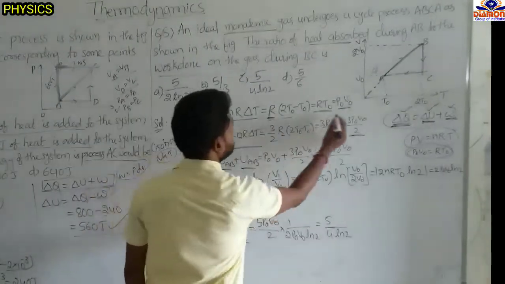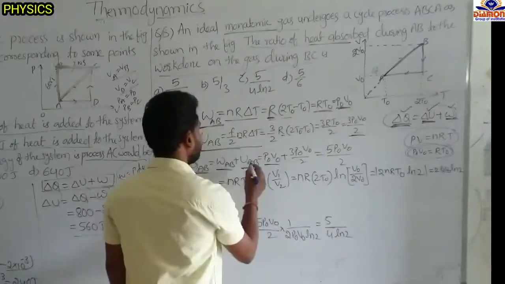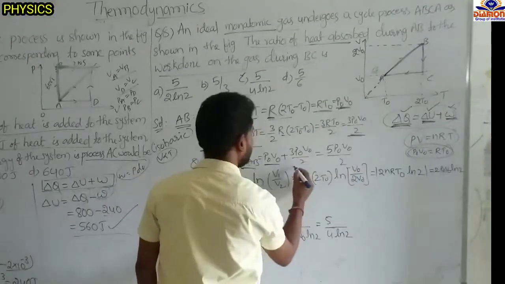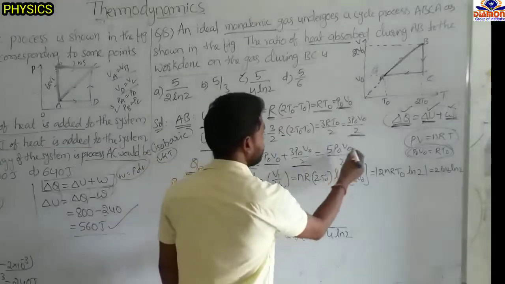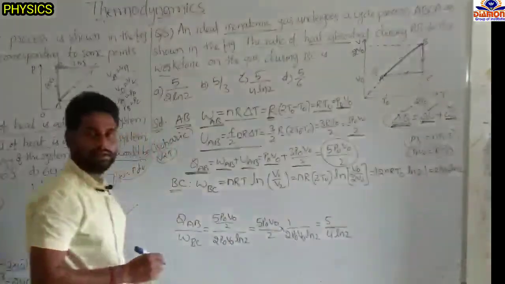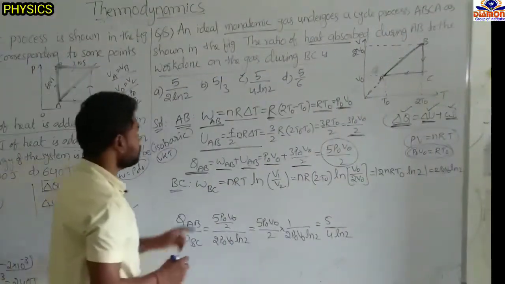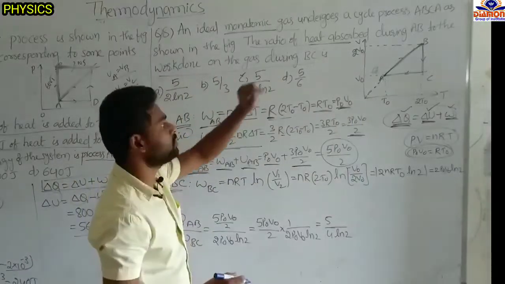Work done equal to how much? P naught V naught. Internal energy equal to how much? 3 P naught V naught by 2. So the total, taking the LCM, we will get 5 P naught V naught by 2. And the next part, they are asking the work done on the gas during the BC.